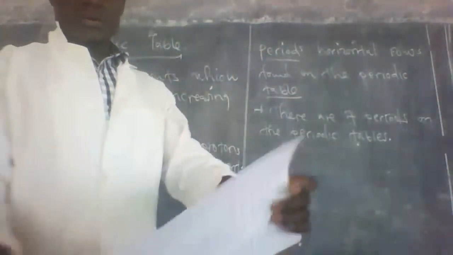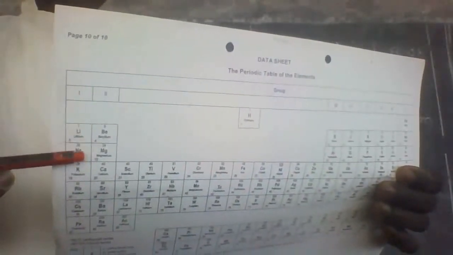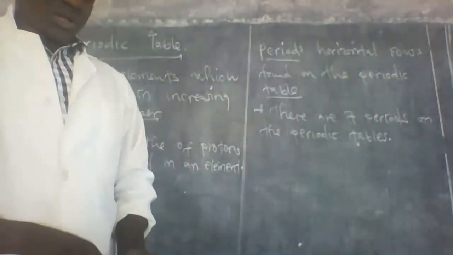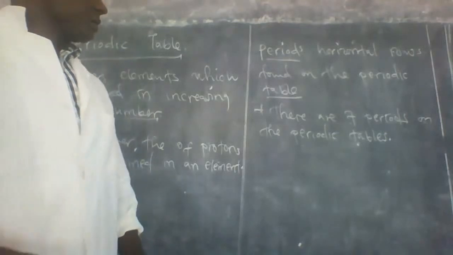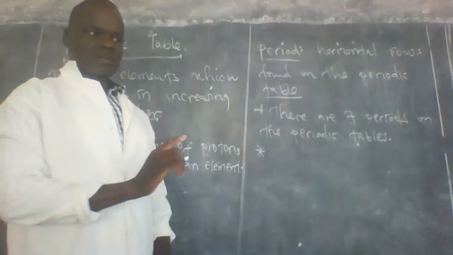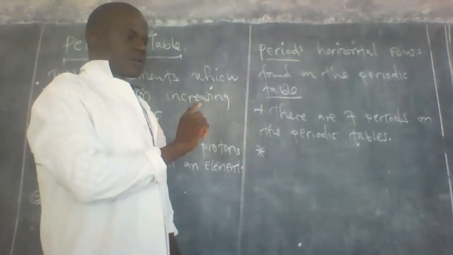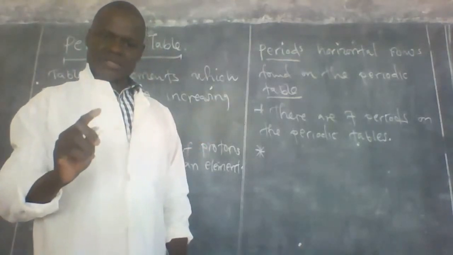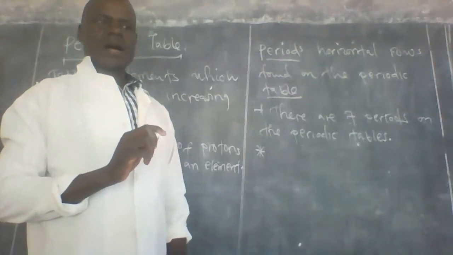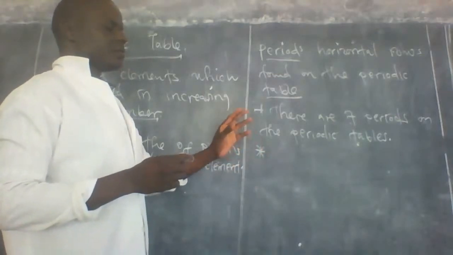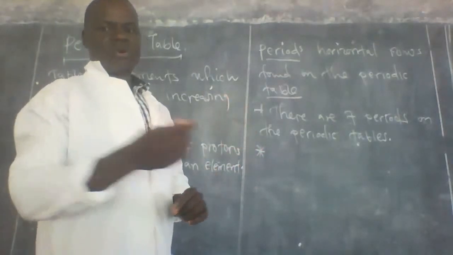So you can also counter check with me once again. How many are they? There are 1, 2, 3, 4, 5, 6, 7. There are 7 periods on the periodic table. But what information can we get from these periods? These periods are there to help us understand the number of shells that the electrons of an element can occupy.